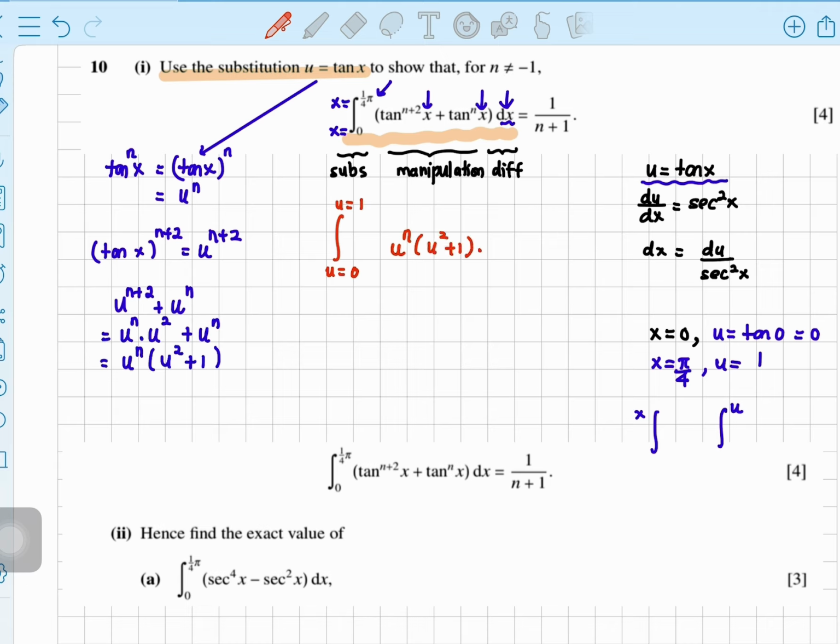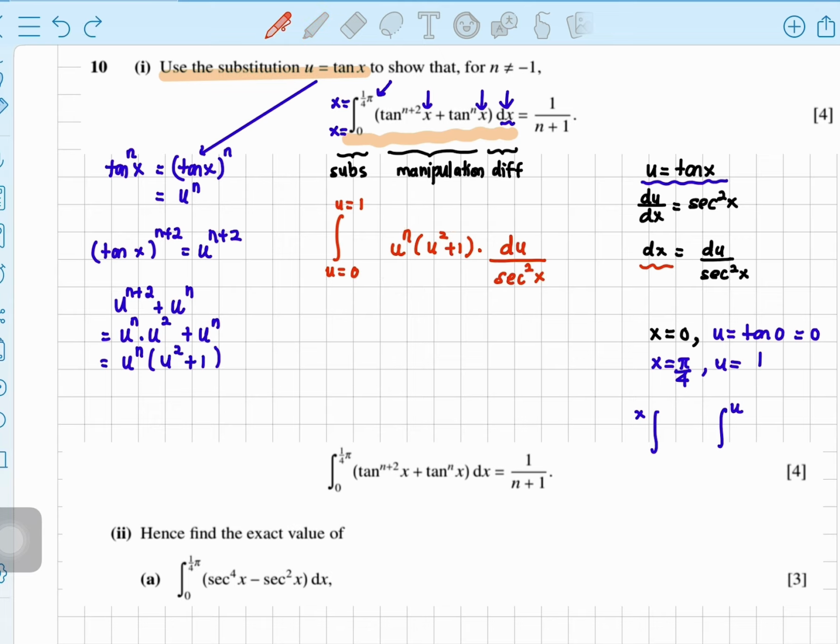And what is your dx? Look at your dx and you substitute du over secant squared x. What is not beautiful at this point? When you are trying to substitute, you need to change all your variables from x into u. This is already a u, already a u, already a u. But this is still an x. So you have to find a way to write secant squared x in terms of u.